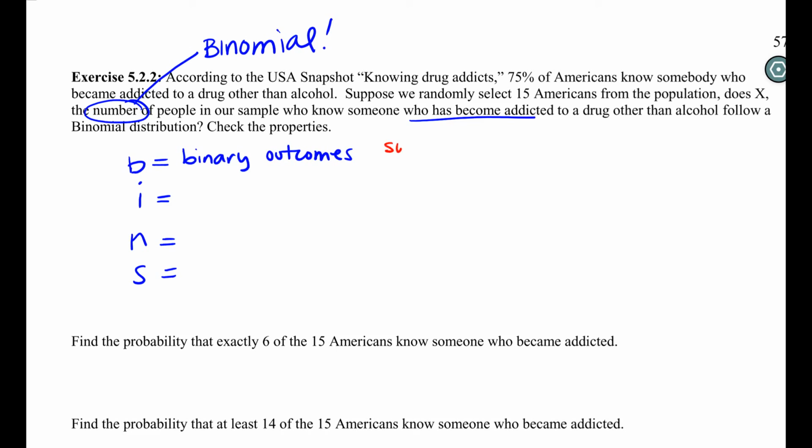So in this case, our success, the thing that we are counting, is knowing someone who's become addicted to a drug other than alcohol. So we'll say knowing an addict. Right? And then failure, well, that's just the opposite. It's not knowing.